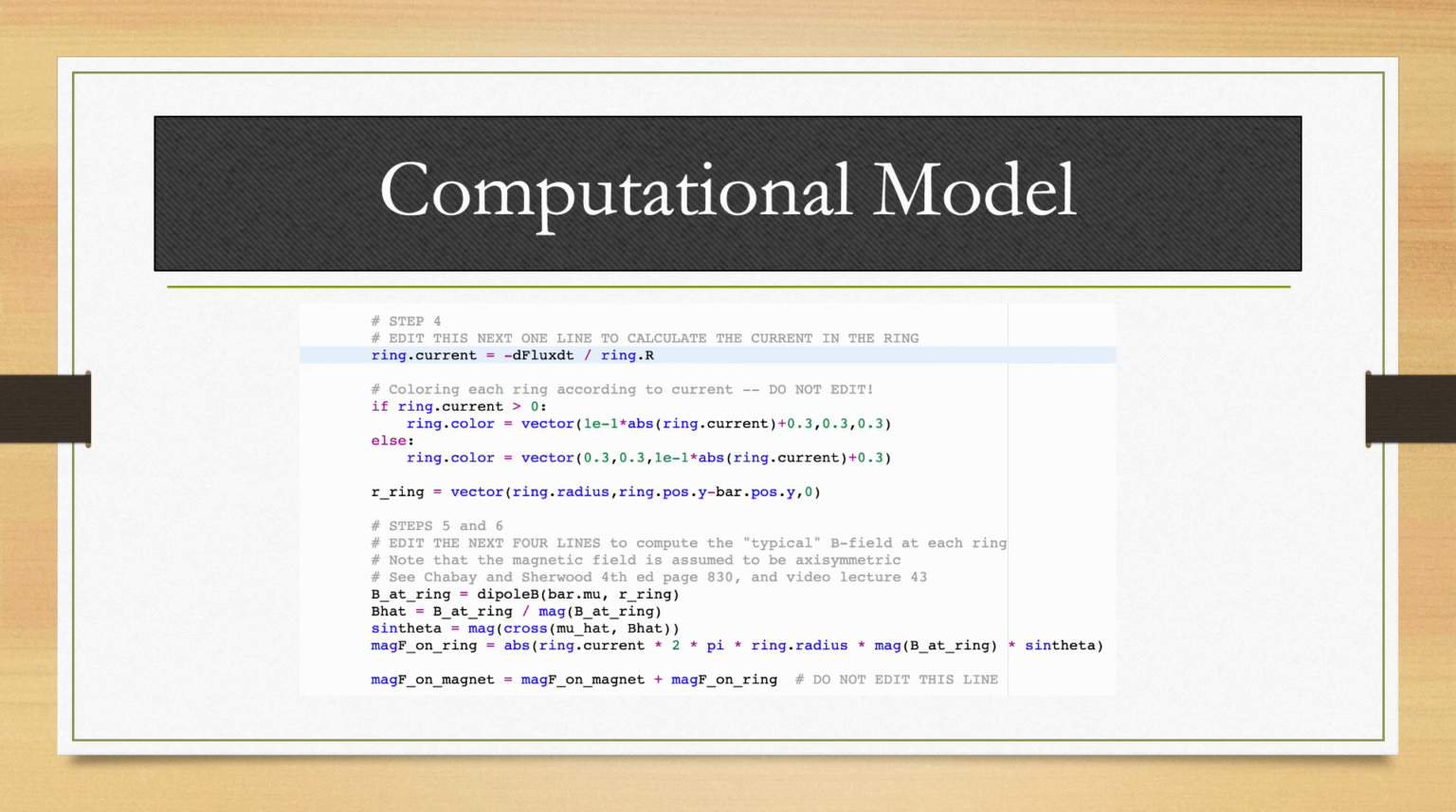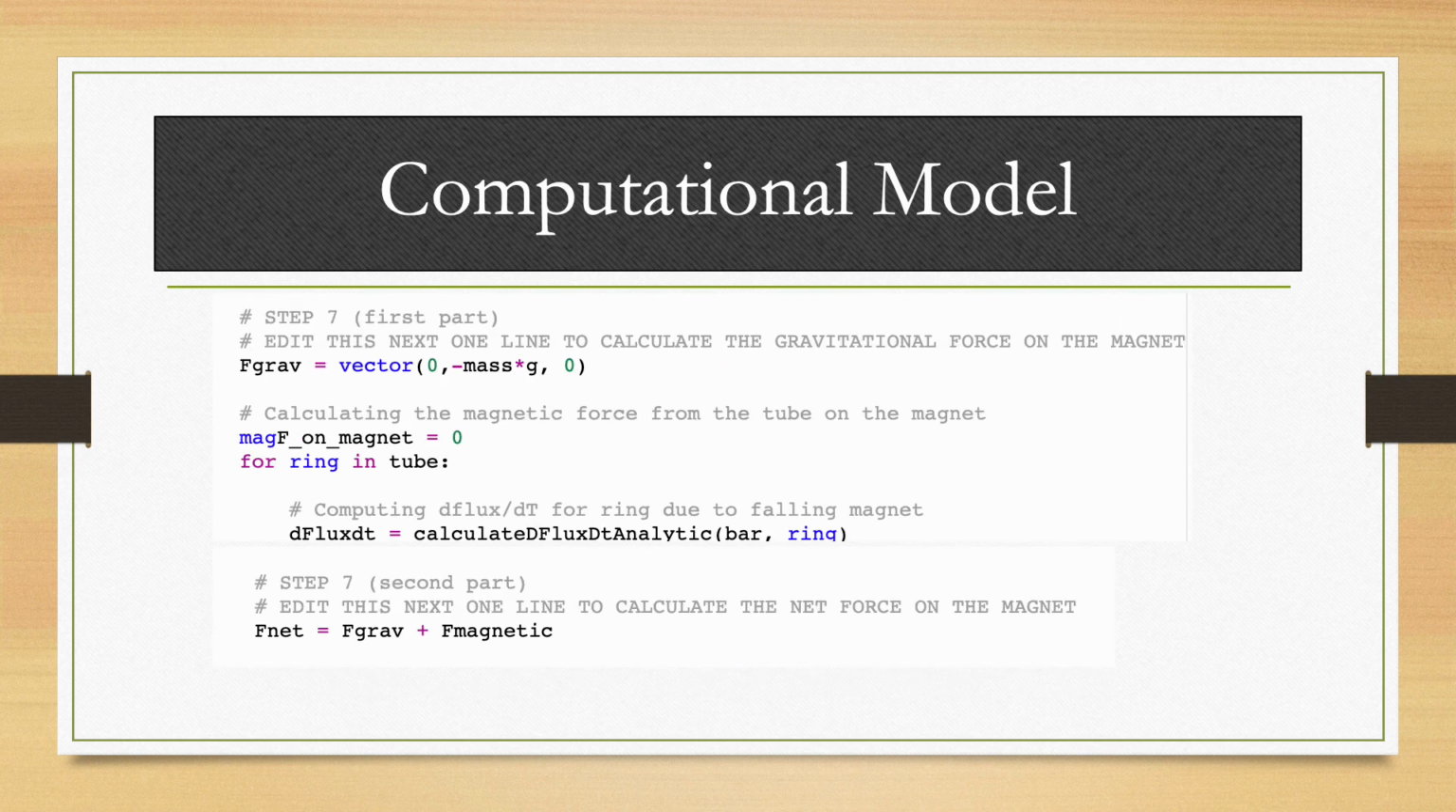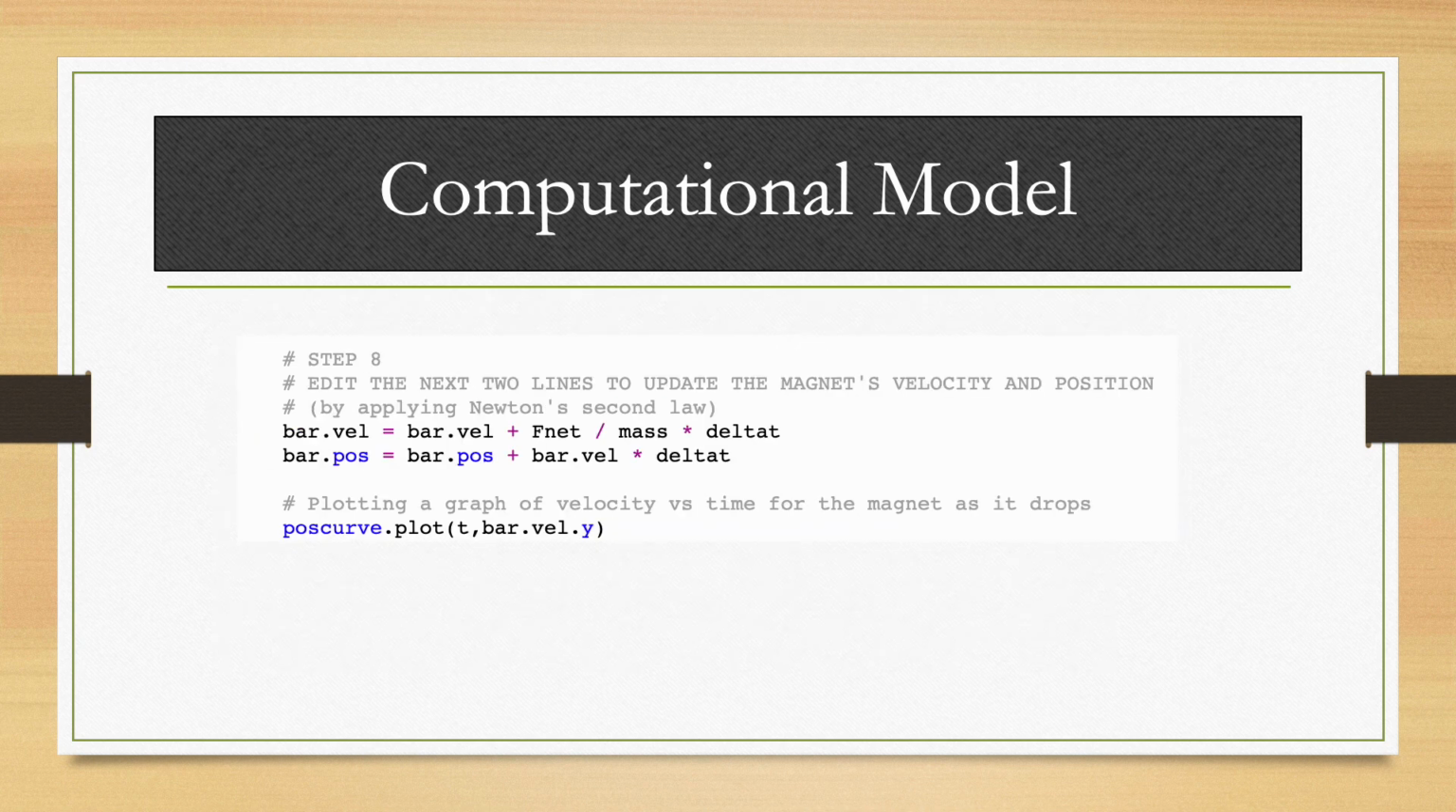Steps 5 and 6 calculate the typical magnetic field at each ring. The first part of step 7 calculates the force due to gravity based on the mass of the magnet. The magnetic force from the tube on the magnet is also calculated along with the change in flux for a ring due to the falling magnet. The second part of step 7 calculates the net force due to the force due to gravity and also the magnetic force. The final step of this model uses the magnet's velocity to create a graph of velocity versus time for the magnet as it drops.